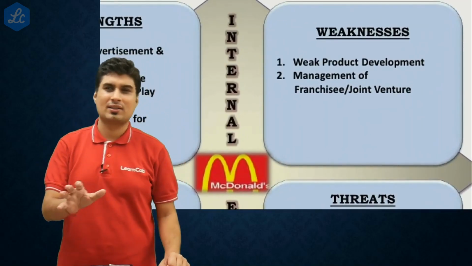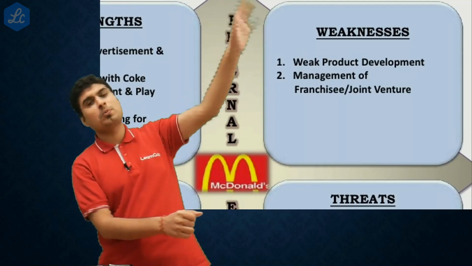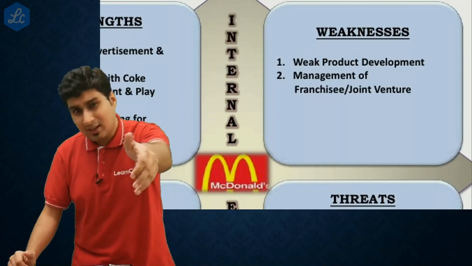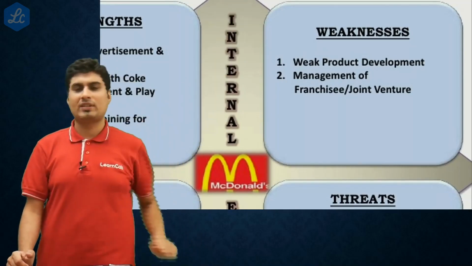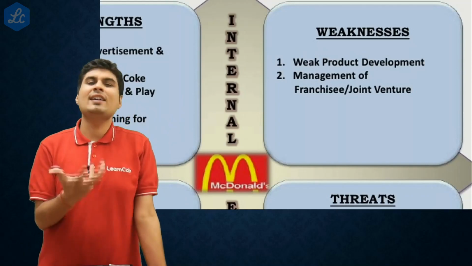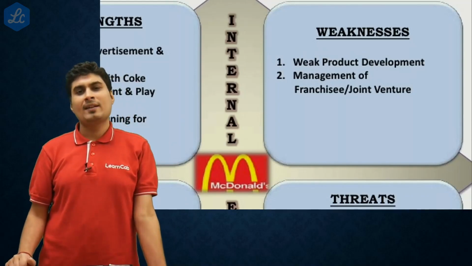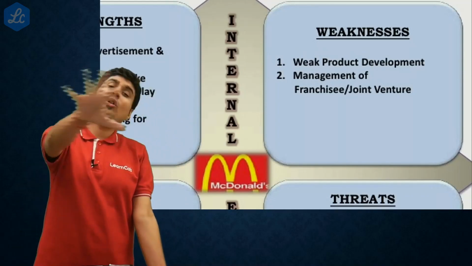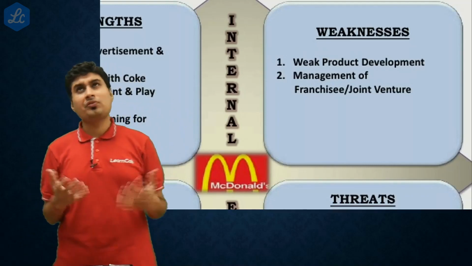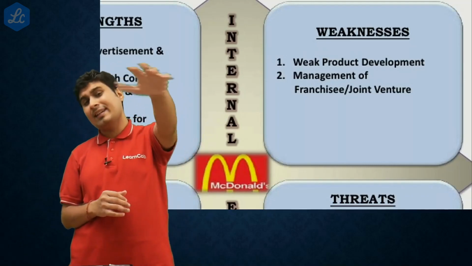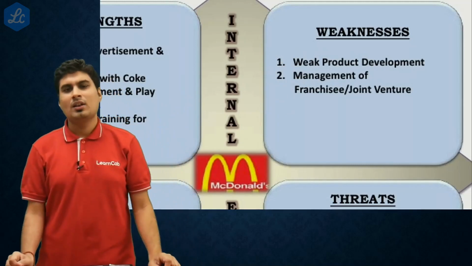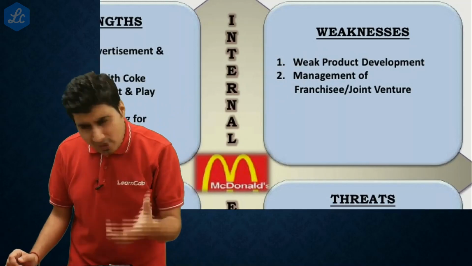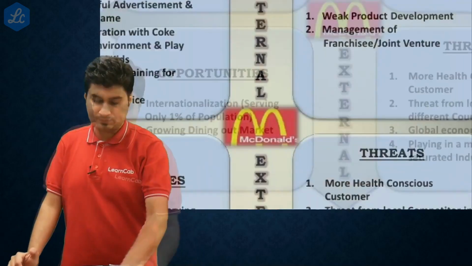Weakness: weak products. You will not find the most awesome product at McDonald's. They are good, they are above good, but not most excellent. Franchisee model. What happens in a franchisee? Some franchisees are very good, some are not so good. Because it is not managed by McD, it is managed by franchise owners. So sometimes franchise owners can spoil the reputation of McDonald's. Opportunity.